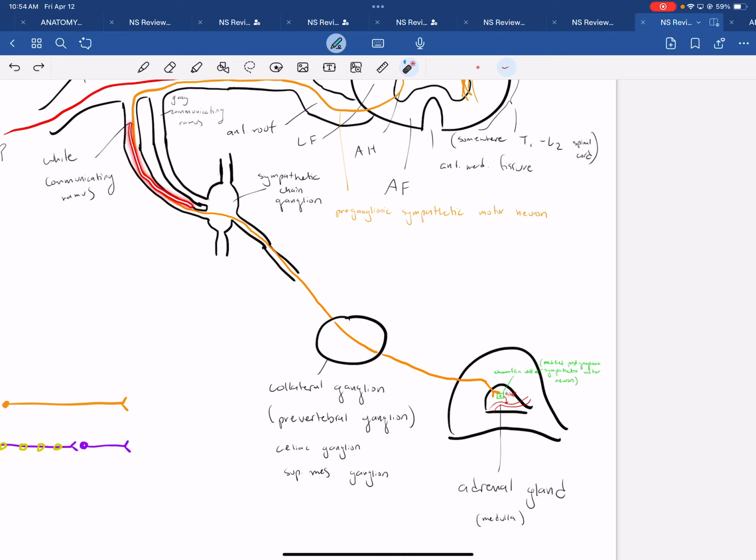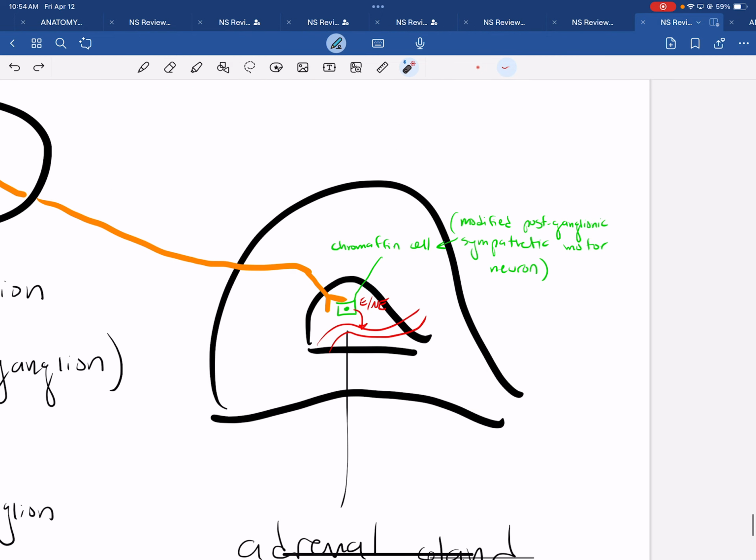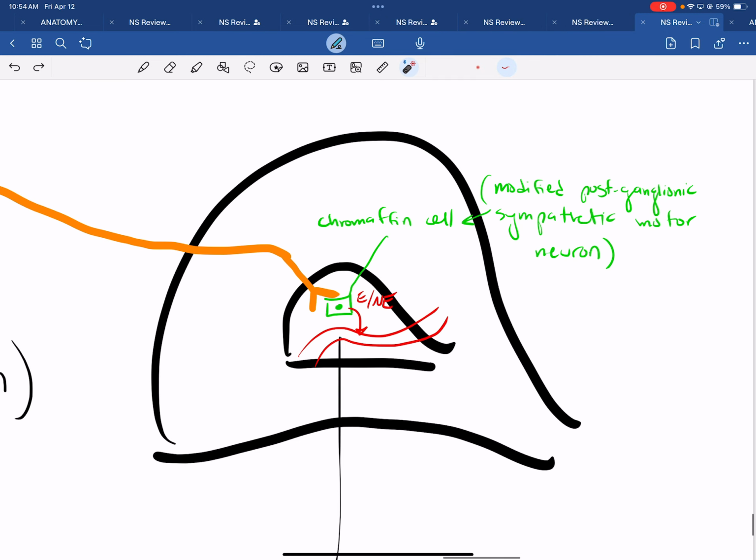All right, and then it goes through the sympathetic chain ganglion, and then it passes through a collateral ganglion, which is also called a prevertebral ganglion, and then it goes into the adrenal gland, specifically the medulla, and then it hits this cell, which is like the postganglionic sympathetic motor neuron, but it's really called a chromaffin cell. And then this cell secretes epinephrine and norepinephrine into the blood, and that helps you deal with the threat.